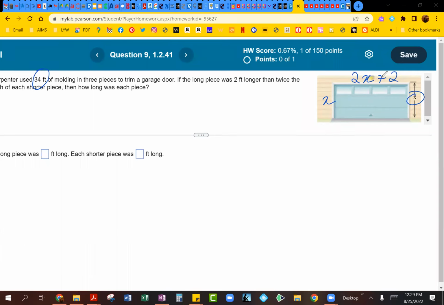Okay, so we know what the 3 sides are going to be. X and X for the shorter ones, 2x plus 2 for the larger one. So now what do we do? What will our equation end up looking like? We know that he's using or she's using 34 feet of molding.